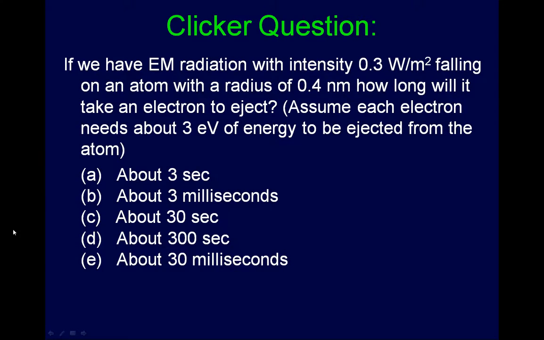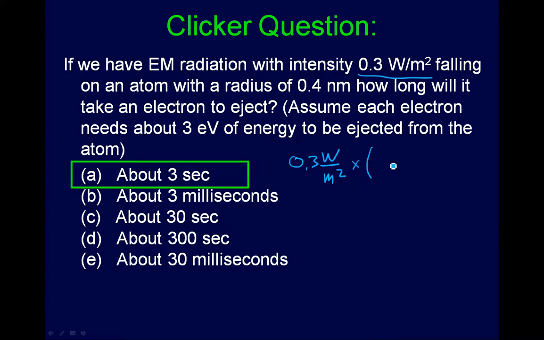Okay, so when I did this, I got A here, about 3 seconds. So let's go through this real quick. The intensity, again, is watts per meter squared, so I write that over here as 0.3 watts per meter squared. Again, this is the power delivered to some area, so I want to multiply this by the cross-sectional area of the atom. That would be pi r squared.